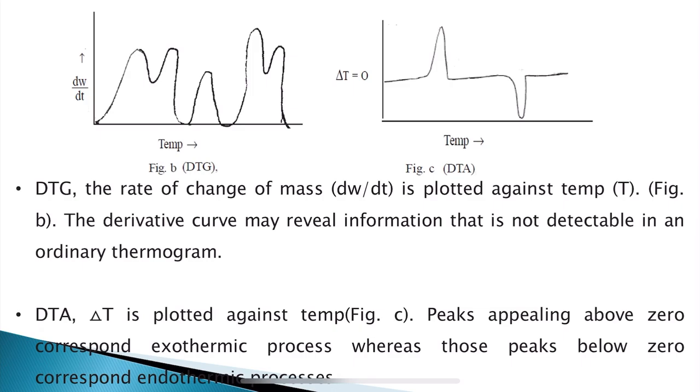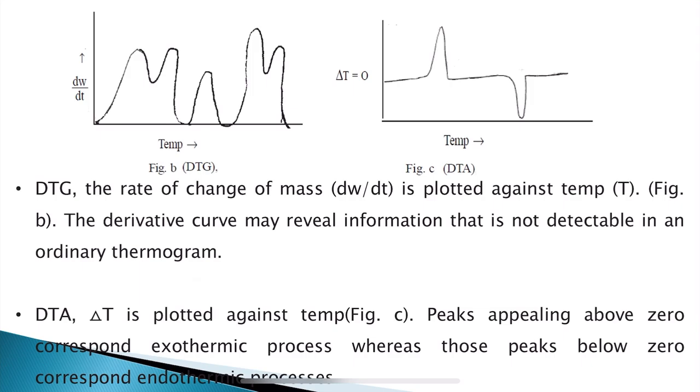We are going to use it for samples which have weight changes that occur at close temperatures. When weight change occurs at close temperatures, it complicates the decomposition. We cannot find out the exact change in mass. So for that reason derivative thermogravimetry is used to record the rate of change of mass, dW divided by dt, which is plotted against temperature T. The derivative curve may reveal information that is not detectable in an ordinary thermogram. Okay, so this is what is understood by looking at the derivative thermogravimetric thermogram.